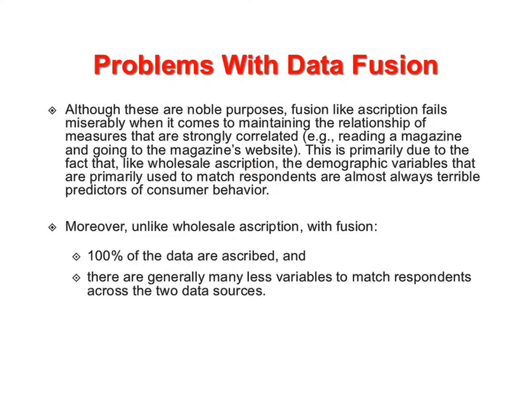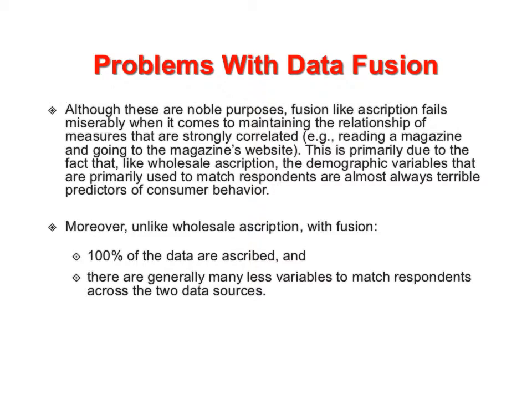Although these are noble purposes, fusion, like ascription, fails miserably when it comes to maintaining the relationship of measures that are strongly correlated. For example, reading a magazine and going to the magazine's website. This is primarily due to the fact that, like wholesale ascription, the demographic variables that are primarily used to match respondents are almost always terrible predictors of consumer behavior. Moreover, and more importantly, unlike wholesale ascription, with fusion, 100% of the data are made up. That is, they are totally ascribed.